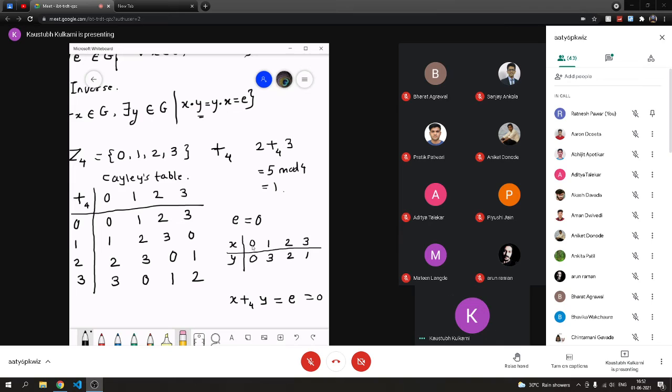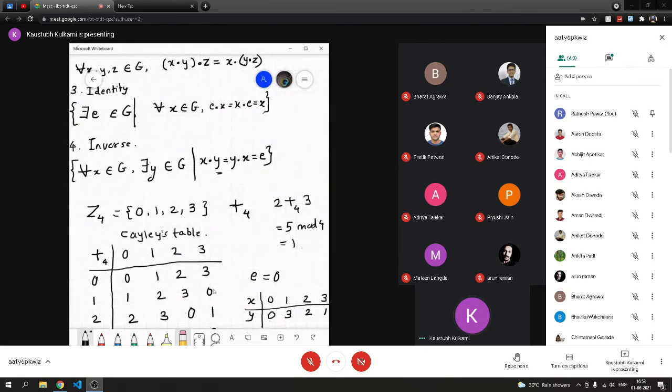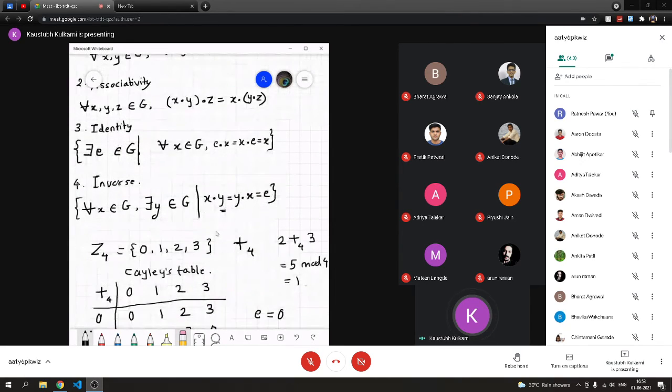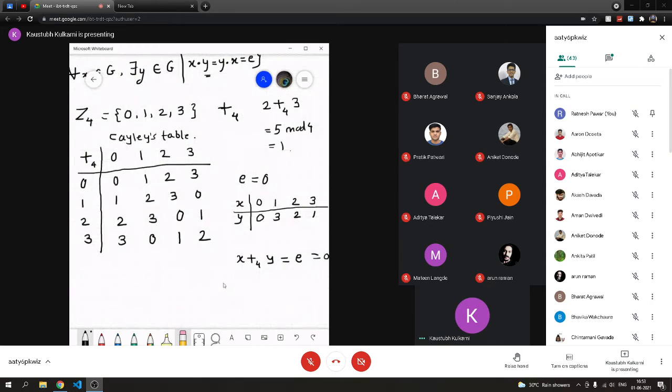Okay, did you get it? Yes, sir. Okay, so that is a group. Then we can also make a table for E equal to 1. E will be 1 in case of multiplication, right? If you use E equal to 1 over here, it will not be an identity. Yes. Okay. So in addition to these 4 properties, that is closure, associativity, identity, and inverse.